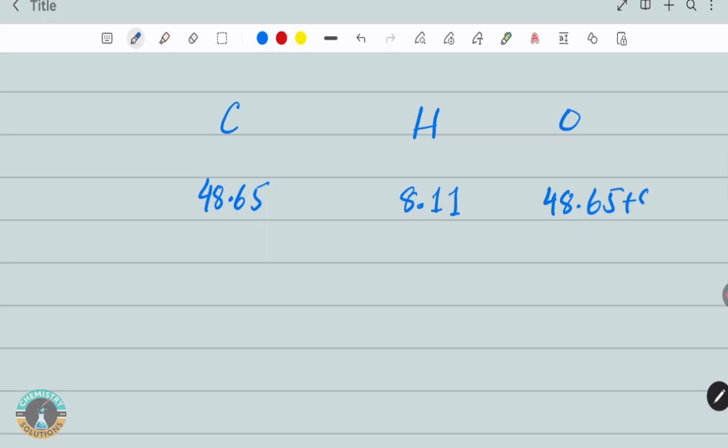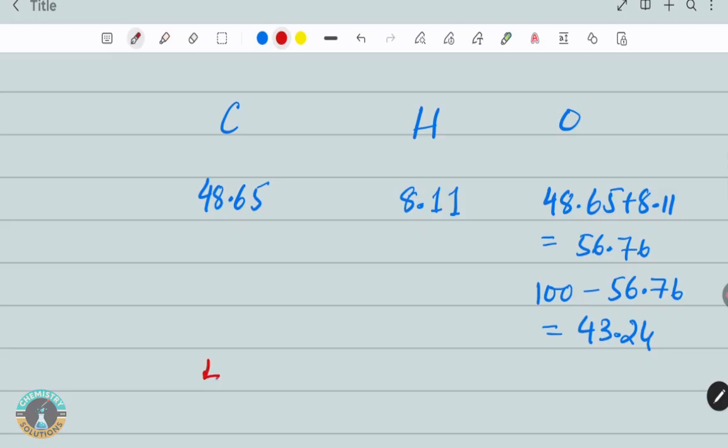48.65 plus 8.11. Let me calculate it. The answer will be 56.76. If we subtract this value, 100 minus 56.76, then we will get the value 43.24. Now we have to move on to get the moles of carbon.